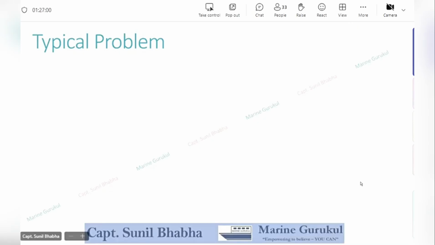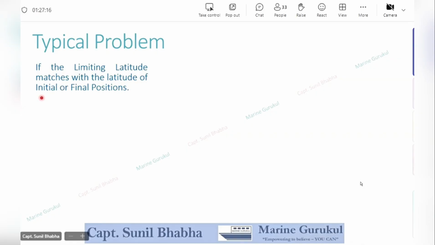Let us now try to understand a typical problem which can be asked to us in composite sailing questions. Now, if you look at a composite sailing question and you observe that the limiting latitude matches with the latitude of one of the ports, either the initial port or the final port or final position, how to approach these type of questions?